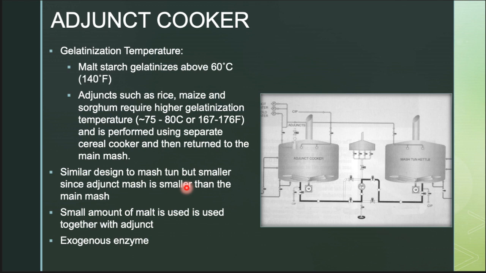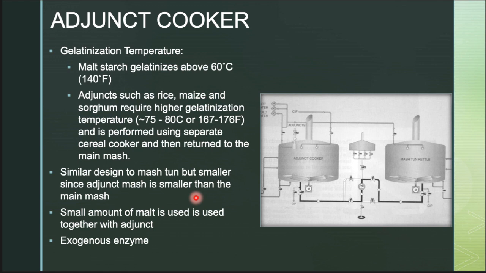One is to use pre-gelatinized starch such as cornflakes or rice flakes, readily available in the market, directly in the mash tun, and the other is a separate brew vessel called an adjunct cooker with a heating provision. The design of the adjunct cooker is similar to that of the mash tun, however, adjunct cookers are smaller in size due to the lower proportion of adjunct than malt in the total grist composition. In practice, 30 to 50% of the malt amount is used as adjunct by some of the large commercial breweries.